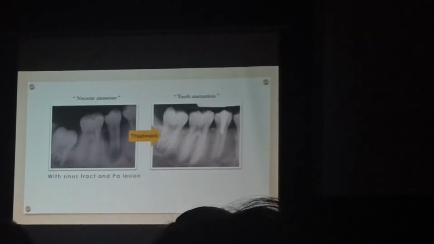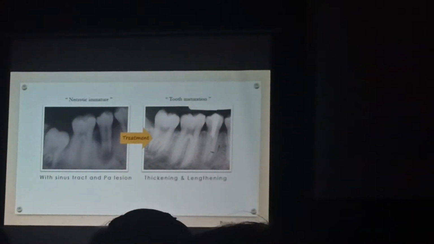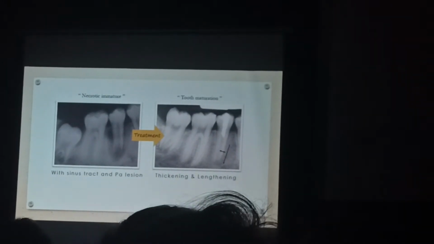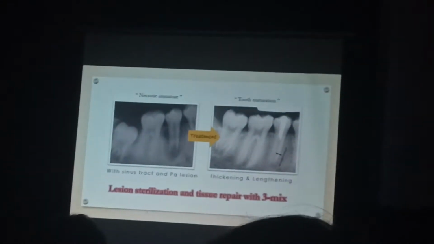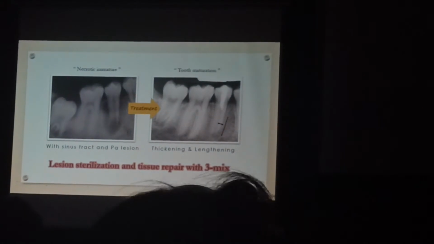It is interesting nowadays that starting in 2004, Banchs and Trope introduced a treatment technique for immature necrotic teeth. In this study, they treated a necrotic tooth with a sinus tract and periapical lesion using this technique, and found tooth maturation after the treatment, with a thickening root and improved tooth length. The technique they called lesion sterilization and tissue repair uses a premix of antibiotics.